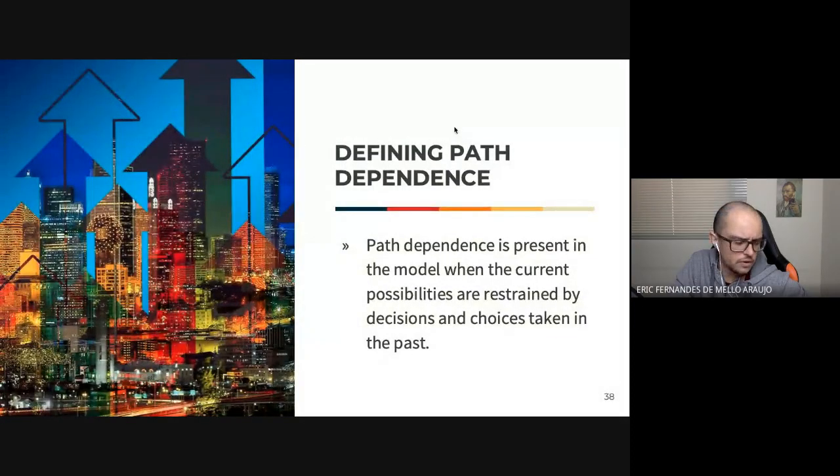The fourth or fifth definition we're going through, I've lost the numbers here, but it's fine. It's path dependence. Path dependence is basically present in a model when the current possibilities are restrained by decisions and choices taken in the past. That's very common in agent-based models, where the agents make decisions and the history of those decisions makes a difference in the future.